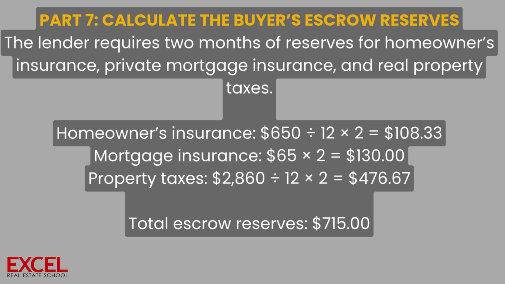Mortgage insurance, same thing. We got $65, multiply that by 2. That gives us $135. Now property tax. We know what the year is for the property tax. It's $2,860. But we want to divide that by 12. Then also we want to multiply that by 2 to give us 2 months reserves. Then that gives us $476.67. We're going to add those together and then round up. That gives us $715.